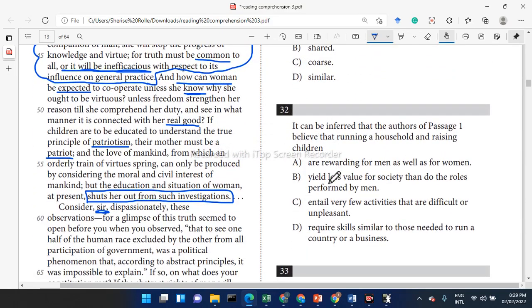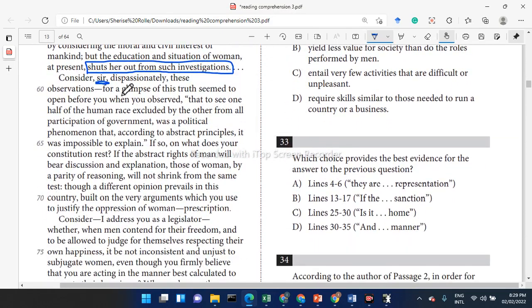All right, so let's consider. It says, "Consider, sir, dispassionately." When she says dispassionately, what does she mean? Don't be too emotional. Just look at it for what it is, right? So, consider, sir, dispassionately these observations.